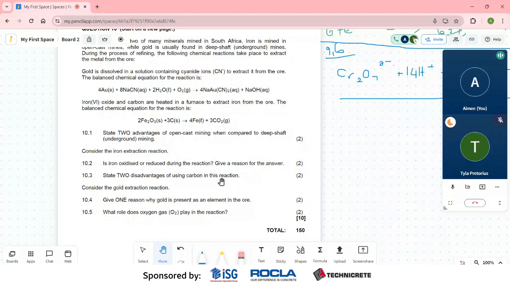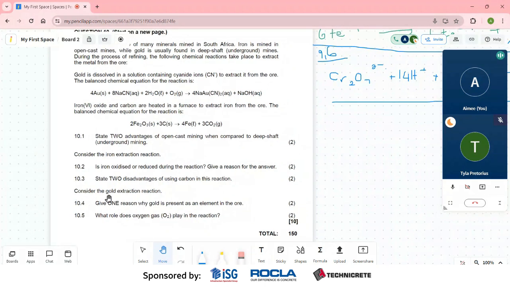Again, this is studying. You can't just know this. But number 1, carbon is a non-renewable resource. Number 2, carbon dioxide is a product and contributes to global warming. So what are the 2 disadvantages of using carbon? Number 1, carbon is non-renewable, which means eventually we're going to run out of it. And number 2, carbon dioxide is produced during this reaction, which contributes to global warming.